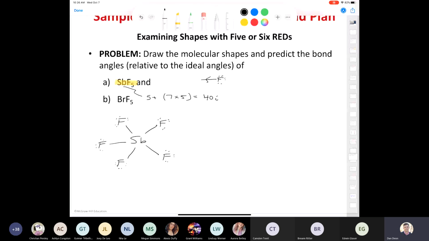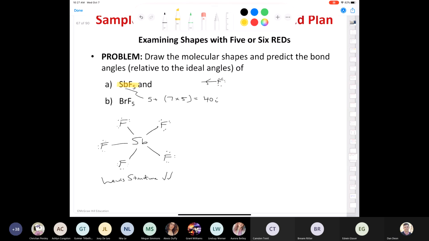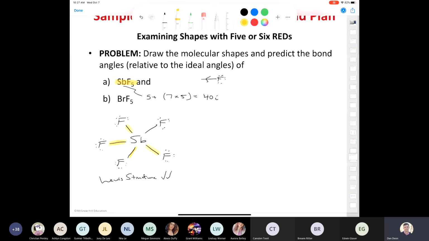I have another question for my students. How many electrons have I used up in this Lewis structure? Yeah, absolutely, I've used up all of my electrons, all 40. So there's nothing wrong with this Lewis structure. I give it the double check mark. But how many regions of electron density are there around the antimony? 1, 2, 3, 4, 5.